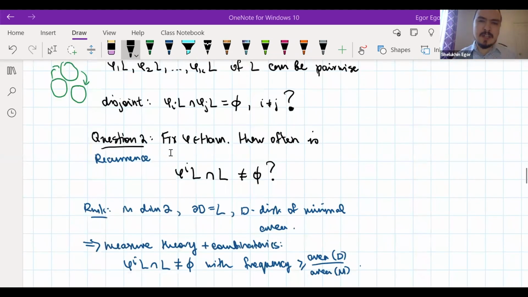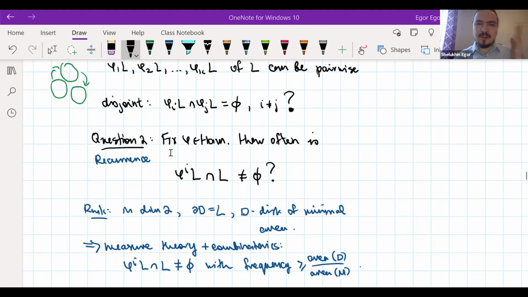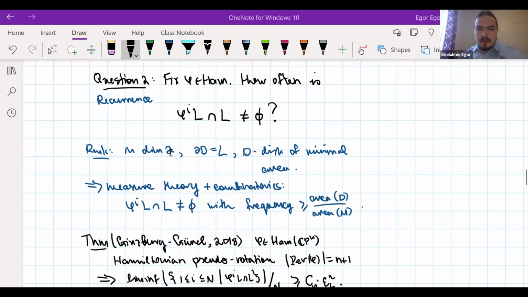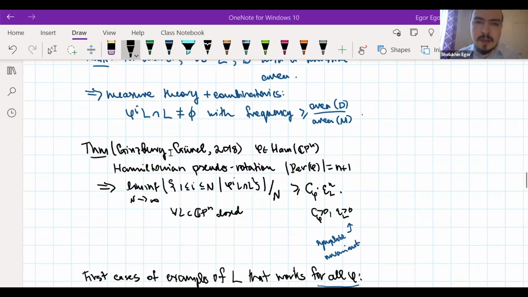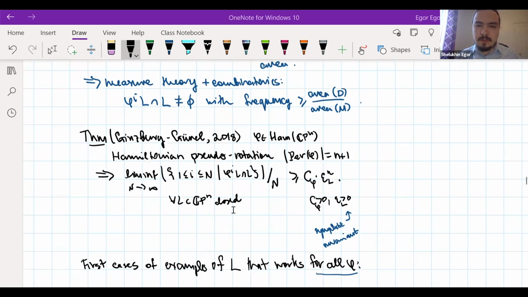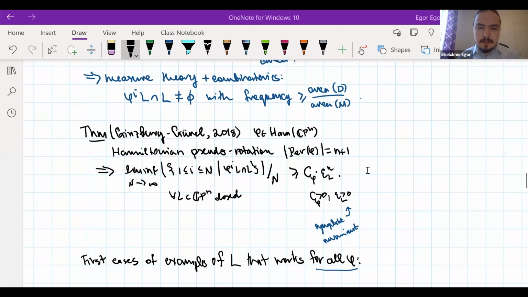So for recurrence, the conjecture is that for all closed L and for all closed phi, there should be a positive lower bound on this frequency. A result of Ginzburg and Gurel proves this for all L in CP^n, but for a particular class of Hamiltonian diffeomorphisms that are rigid, the Hamiltonian pseudorotations of CP^n, the ones that have the set of periodic points being exactly n+1 of all periods. And we provide certain first cases of examples of a Lagrangian that works for all phi.